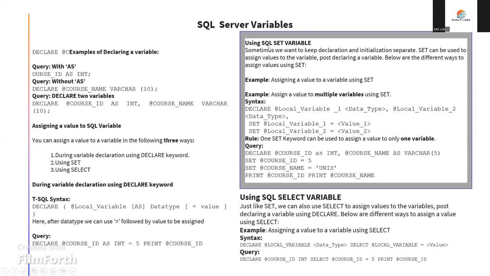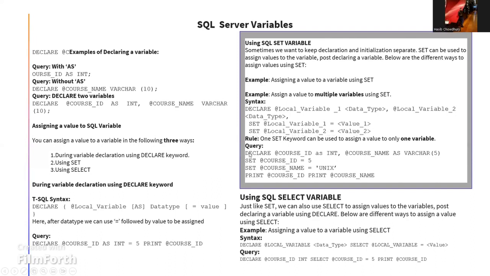Again, you can use SQL set variables, right? The set command and the select command as well. And assigning a value to the variable using set. The example: declare local variable, data type. Here we used only one local variable. Here we are using 2 variables. So to do that, we declare local variable 1 data type and local variable 2 data type. Now we are setting local variable 1 as value 1, and local variable 2 as value 2, right?